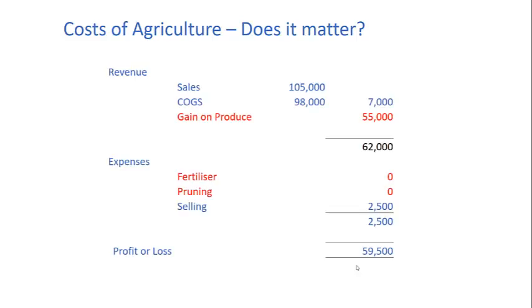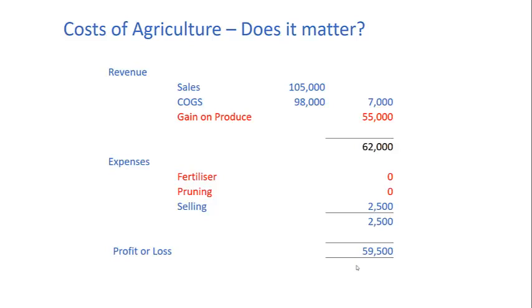Does it matter? So what I've done here is I've recast the income statement, and instead of treating the fertilizer and pruning as being period costs, I've treated them as being part of the costs of producing the apples. So we're going to recognise the apples still at $98,000, but because I'm recognising more costs as associated with the production of the apples, it's going to reduce the gain on production to $55,000. So you can see that I've removed the expenses from the expense section, and it's reduced the gain on production.